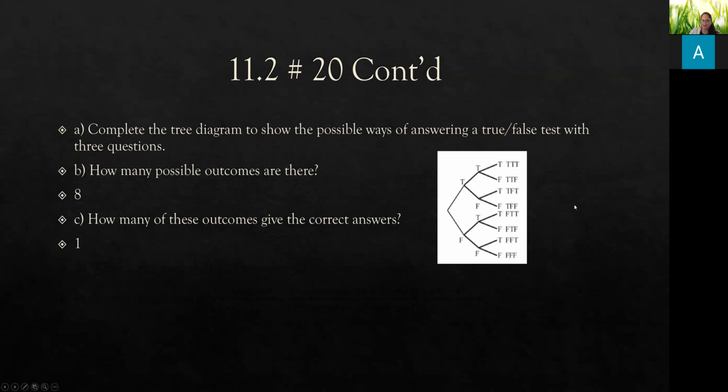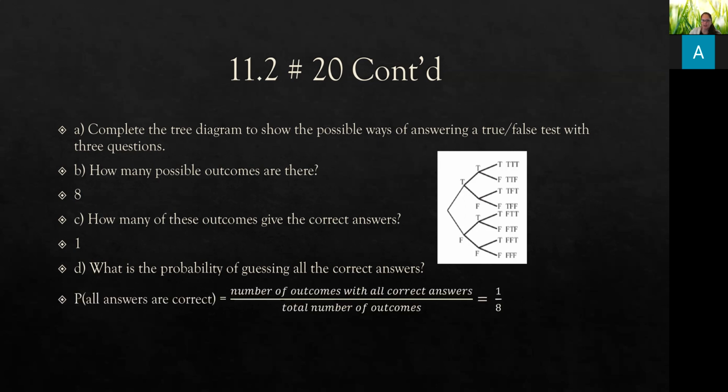Does that make sense? So what's the probability of guessing all the correct answers? It's going to be the number of outcomes that has all correct answers out of the total number of outcomes. So the probability of guessing all 3 questions correct is 1 out of 8. Sound okay?